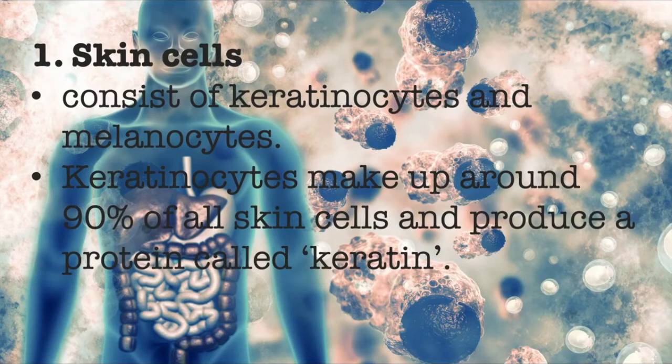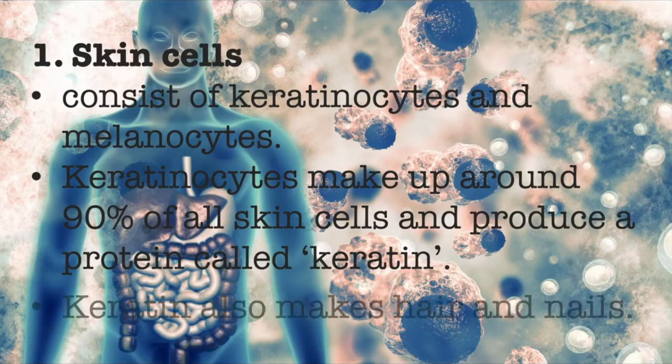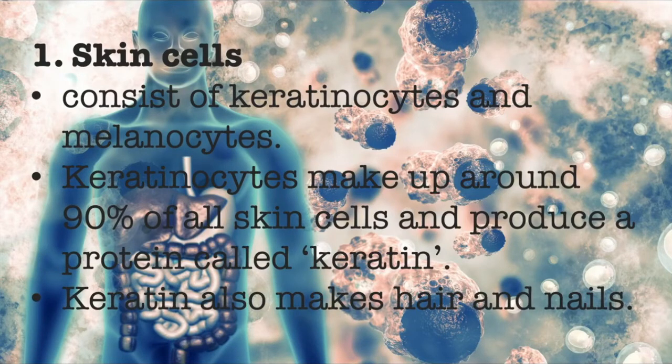Keratinocytes make up around 90% of all skin cells and produce a protein called keratin. Keratin is also an element that keeps our hair looking beautiful, and it is found most in our nails. The keratin in skin cells helps to make skin an effective layer of protection for the body. Keratin also makes hair and nails, just what I've said a while ago.